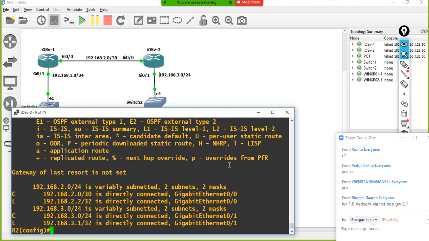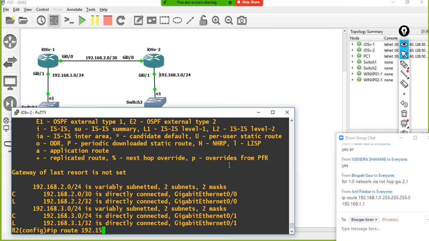Can we end the session today? IP route 192.16. Hello, the next hop is wrong. What is 1.1, Anil? It should be 2.1. Right or wrong?